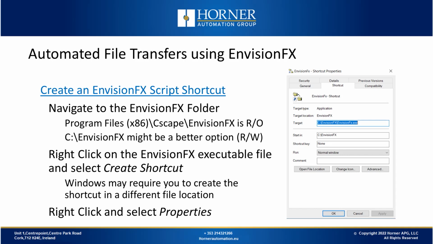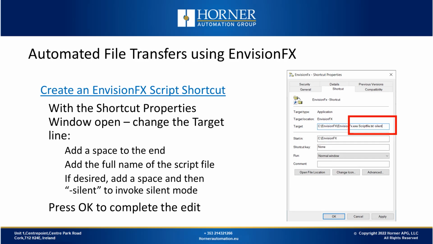Once we've created this new shortcut, now we need to customize it by right-clicking on it and pressing Properties. Once we go into Properties, the main focus is customizing the target line. So we're going to add the details of our script to the end of the target line. We'll add a space, and then the full name of the script file, including .txt. And then, if we want to invoke silent mode as well, we would put an additional space and then -silent at the very end. Once we're done, we press OK, and we've created our EnvisionFX script shortcut.